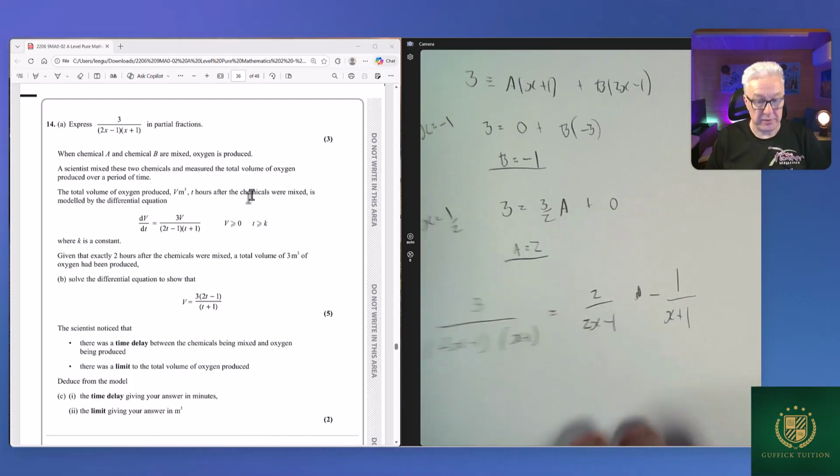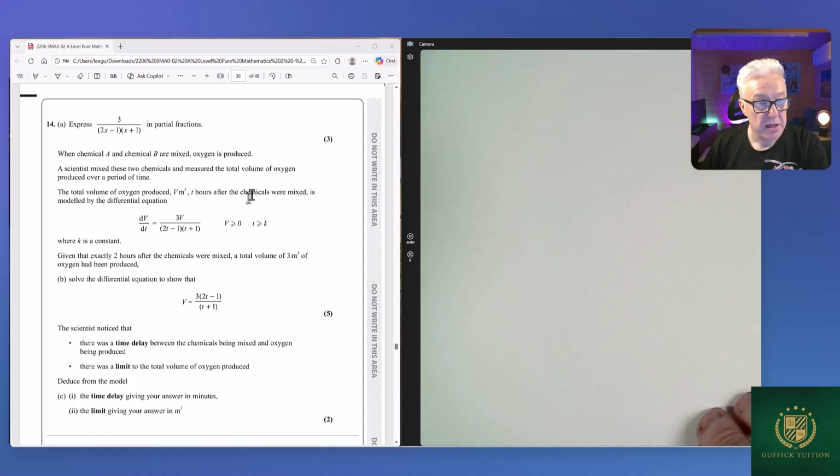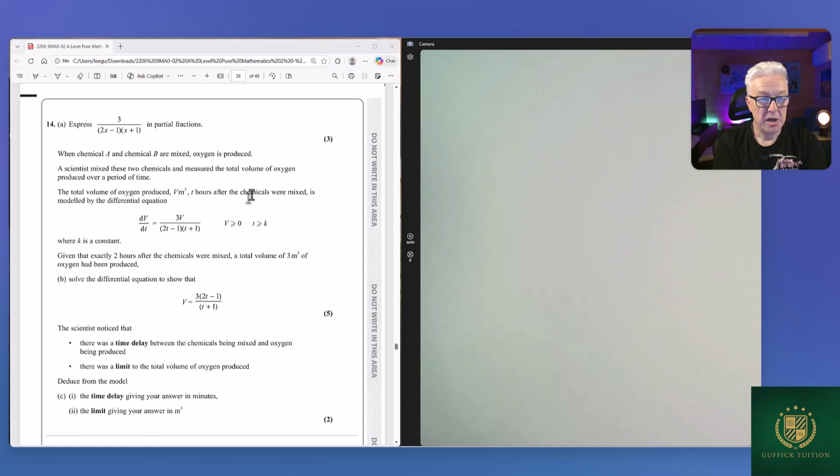Good, now let's have a look at the next bit of the question then. So what does it say now? It says when chemical A and chemical B are mixed, oxygen is produced. A scientist mixed these two chemicals and measured the total volume of oxygen produced over a period of time. The total volume of oxygen produced, V meters cubed, T hours after the chemicals were mixed, is modeled by that differential equation given there. So dV by dt equals 3V over (2t minus 1)(t add 1), where k is a constant. Given that exactly 2 hours after the chemicals were mixed, the total volume of 3 meters cubed of oxygen has been produced, solve the differential equation.